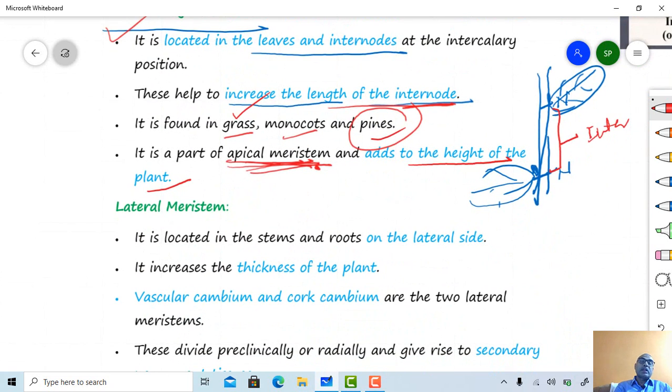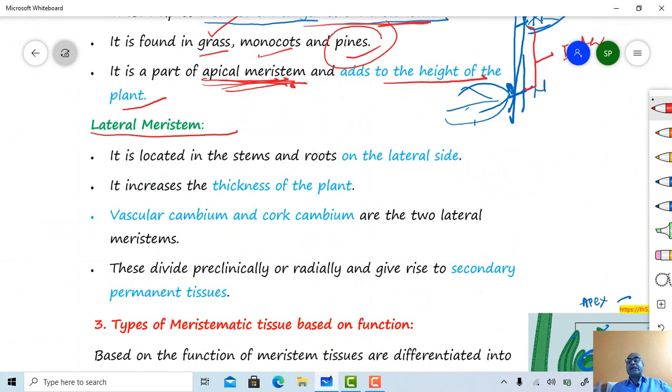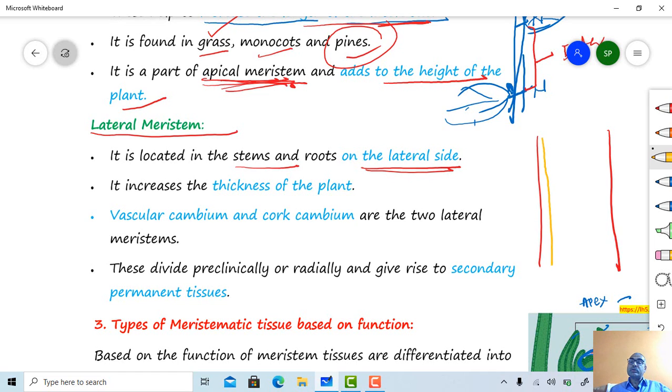Okay, and the last type is called the lateral meristem. It is located in the stem and root on the lateral side. So suppose this one is the stem or root, and this will be the position of the lateral meristem. These are the lateral meristems. Vascular cambium and cork cambium are the two types of this meristem.